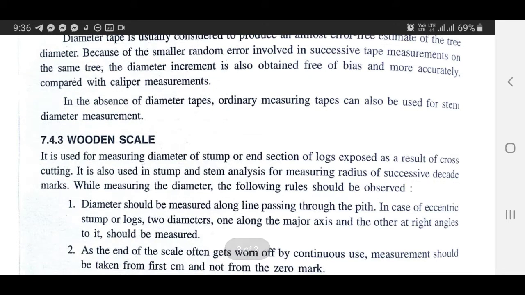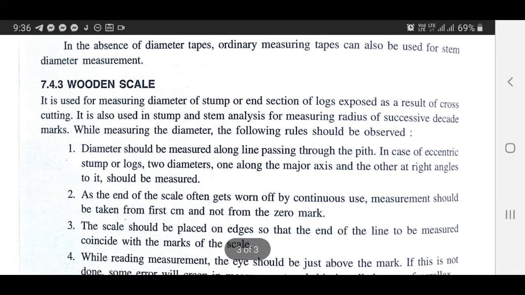Now, I would like to discuss wooden scale. It is used for measuring diameter of stump or end section of logs exposed as a result of cross cutting. It is also used in stump and stem analysis for measuring a radius of successive decade marks. While measuring the diameter, the following rules should be observed. Diameter should be measured along the line passing through the pith.